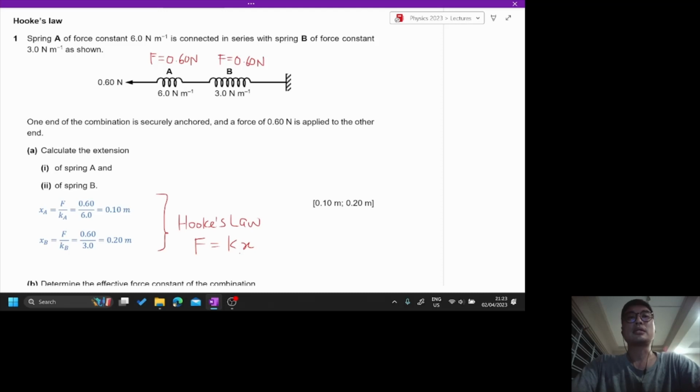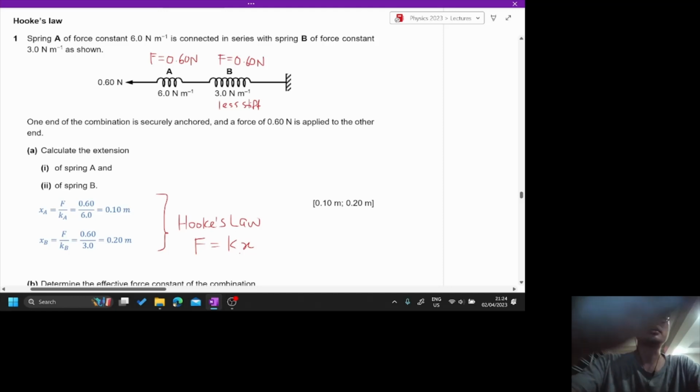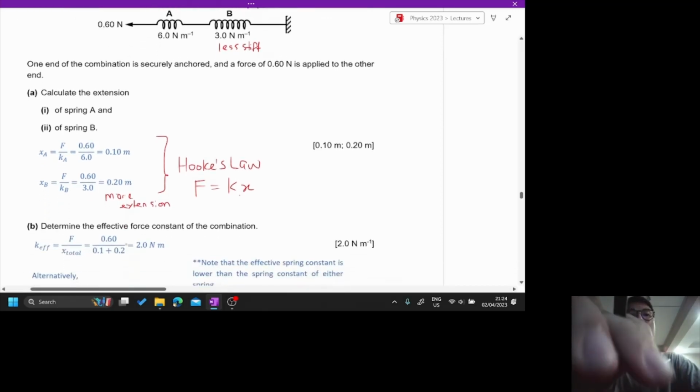So to calculate the extensions of spring A and spring B, we only need to apply Hooke's law, F equals Kx. So for spring A, the force applied is 0.6 newtons and the force constant is 6 newtons per meter, leading to an extension of 0.1 meter. For spring B, you notice that spring constant K is less stiff than spring A. This means that when you apply the same force, spring B extends further. There's more extension. Now, the total extension of the two springs is thus 0.3 m.